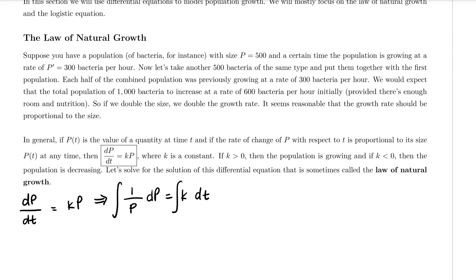I'm going to integrate both sides, and from here we get that the natural log of the absolute value of P is equal to k times t plus some constant. To get rid of the natural log, I will have the base be e on both sides. So if I do that, I get the absolute value of P equals e to the power of kt plus c1.